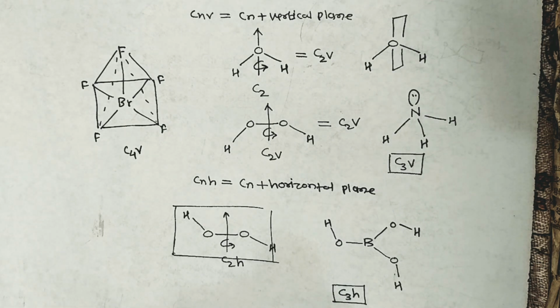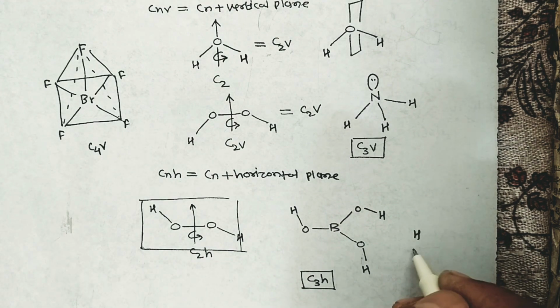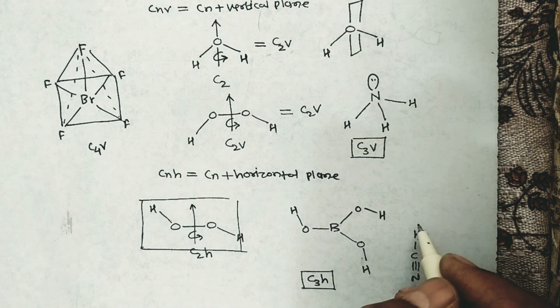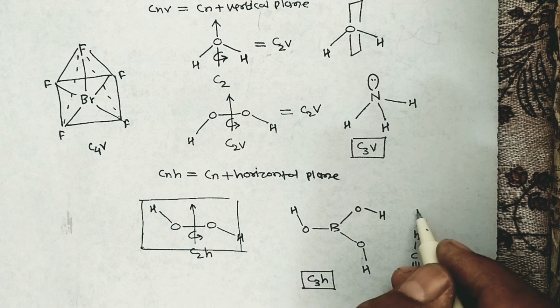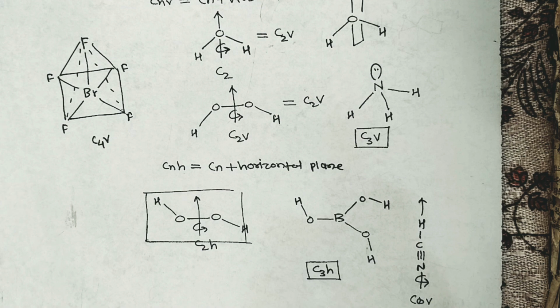In case of C infinity v, the example is hydrogen cyanide, H-C triple bond N. It contains an infinite axis. So C infinity plus a vertical plane. Therefore, the point group is C infinity v.